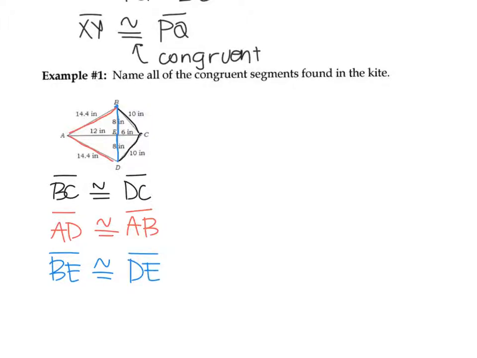And the only two segments we haven't talked about so far are CE and AE, which don't have the same length. So we are done with our congruent segments in our kite.